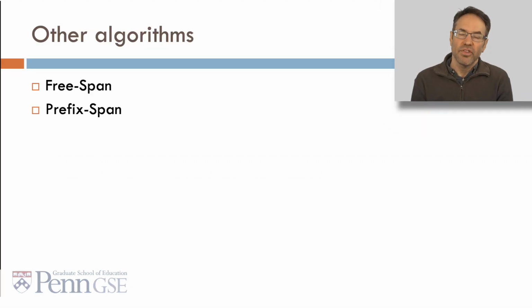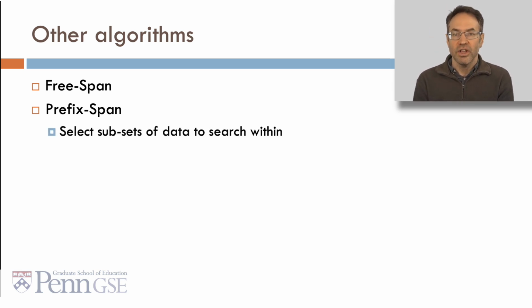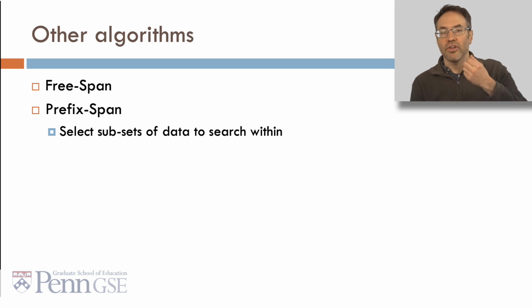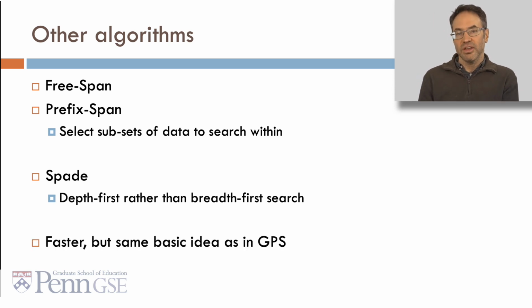Now, GPS is not the only way you can do this. There are other algorithms like FreeSpan and PrefixSpan, which select subsets of data to search within. There's SPADE, which does a depth first rather than a breadth first search. These are faster, but they're the same basic idea as in GPS, so I won't go into detail.